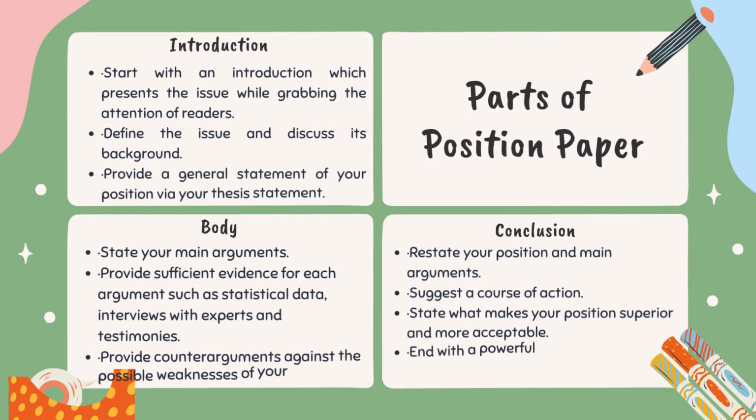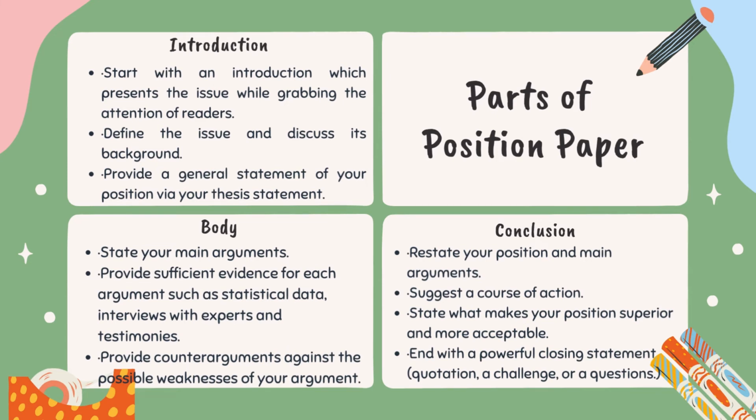Now, let's go to the parts of a position paper. Position paper has a three-part essay structure: the introduction, the body, and conclusion. When you write your position paper, start with an introduction which presents the issue while grabbing the attention of the reader. Then define the issue and discuss its background, and provide a general statement of your position via your thesis statement.